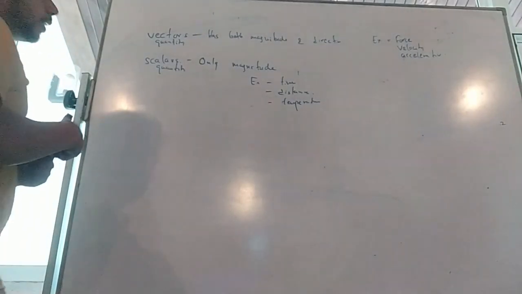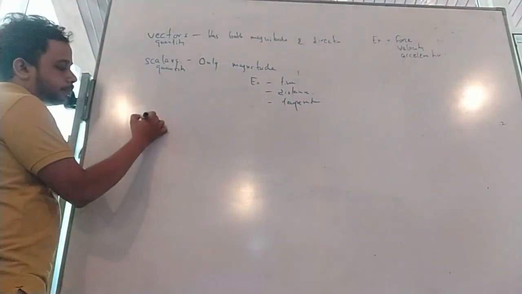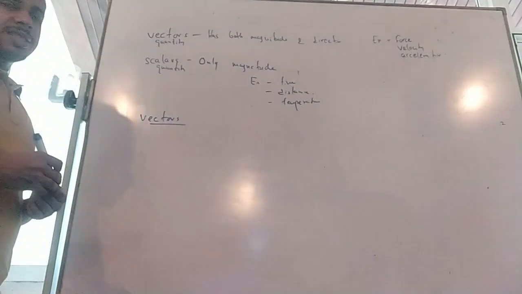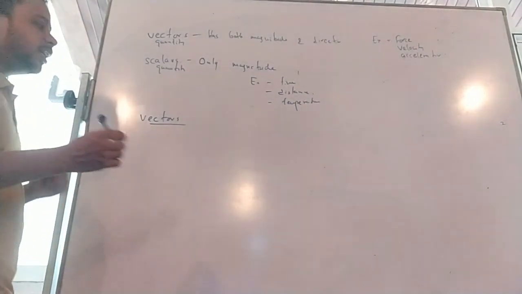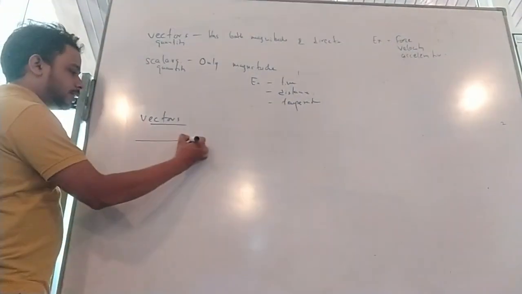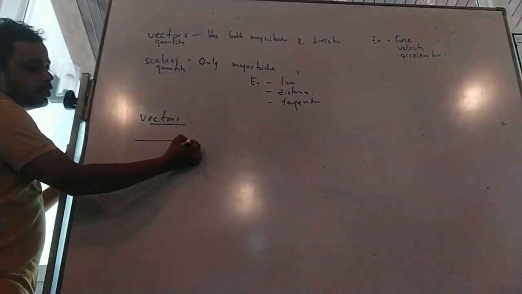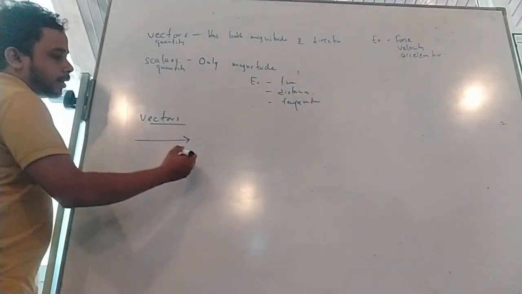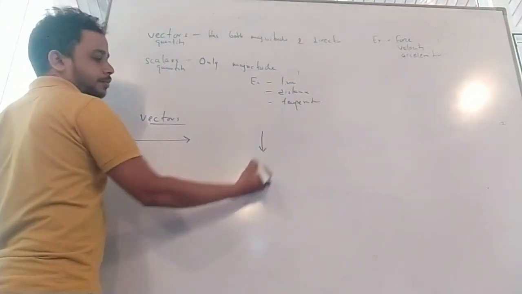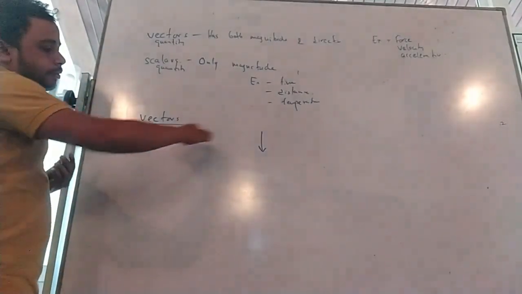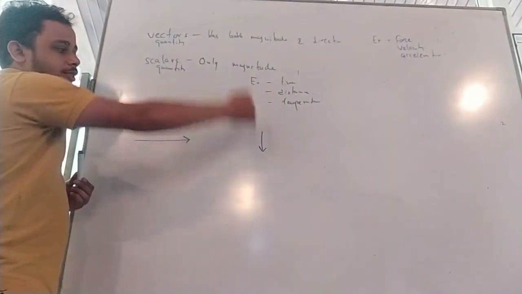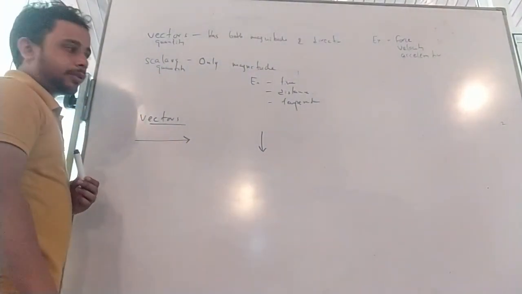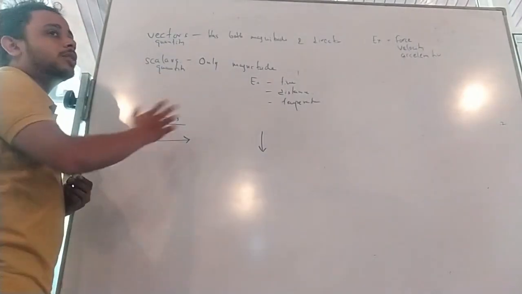Now when it comes to vectors, we can represent them using an arrow. If you draw an arrow like this, the direction of the arrow shows the direction of the vector. If you have one arrow like this, another one like this, this vector acts that way, and this one is acting downwards. Depending on the direction of the arrow, we can say the vector is in that direction.